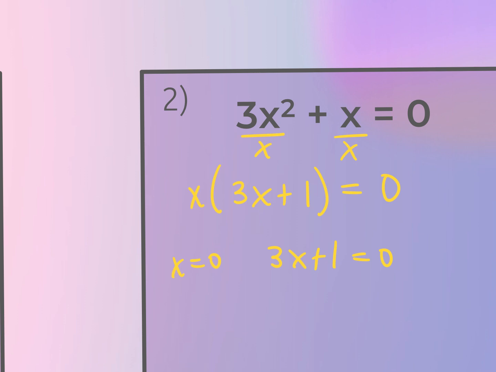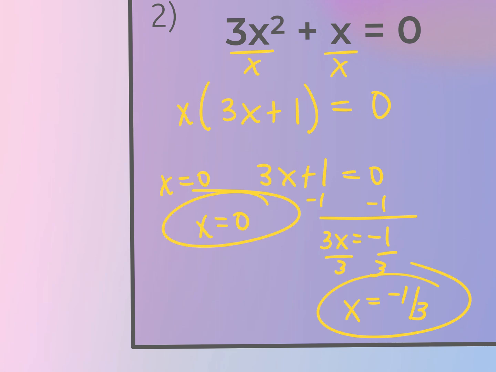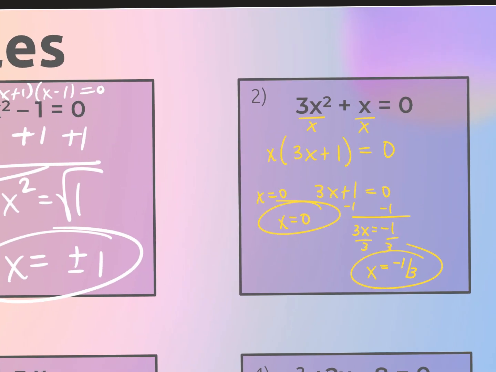So when you solve, you have x equals 0. And then when I solve over here, you guys are going to subtract 1. So 3x equals negative 1. Divide by 3, and x equals what? Negative 1/3. Good. How many answers have we gotten for each of these so far? 2.